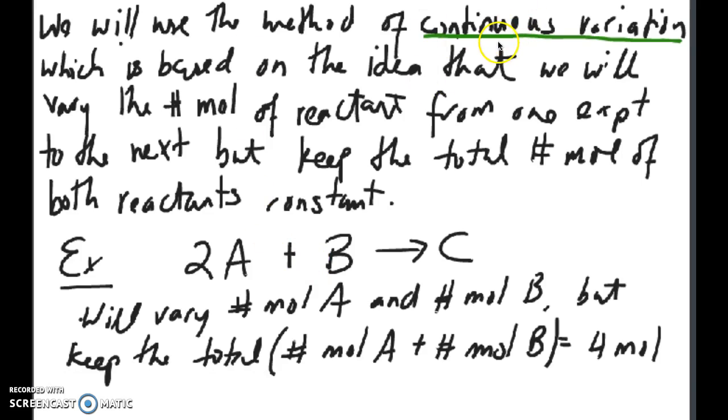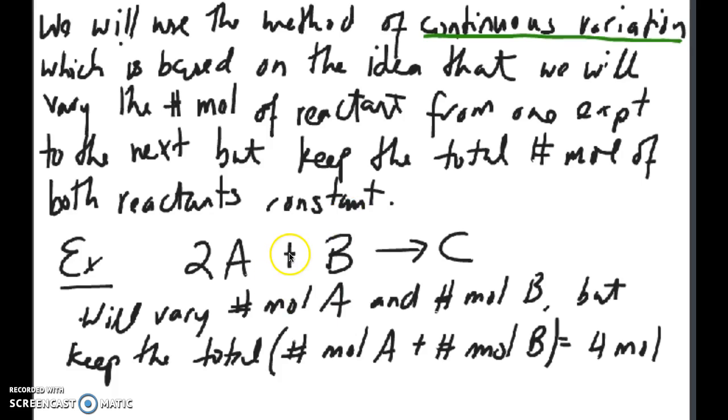Well, we're going to use a method called continuous variation to do this. And the idea of the continuous variation method is the following. I'm going to mix A and B in such a way that the total stays exactly the same number every time I mix them. So in this case, I'm saying that I want the number of moles of A and the number of moles of B to always add up to 4 moles in every mixture where I have A and B together. So it could be 1 and 3, 2 and 2, 3 and 1, right? All of those would always add up to 4 moles, okay?